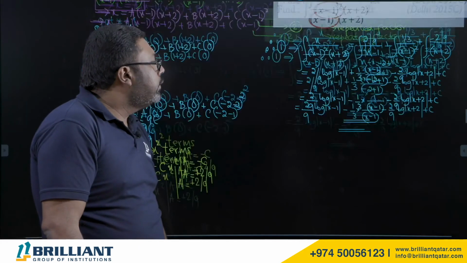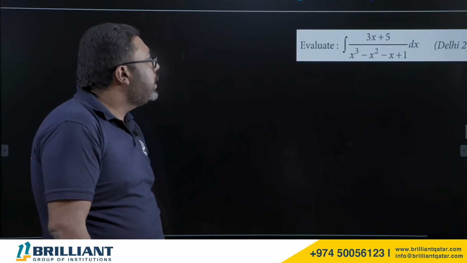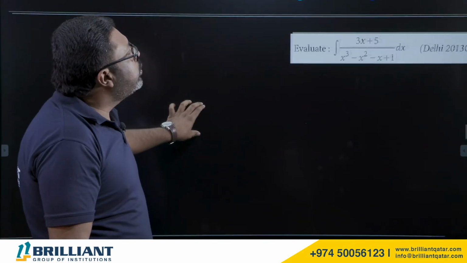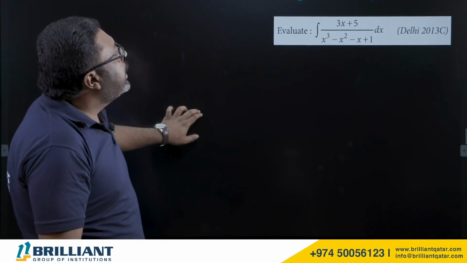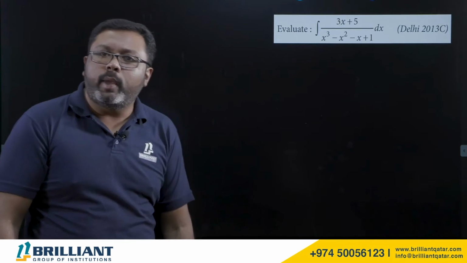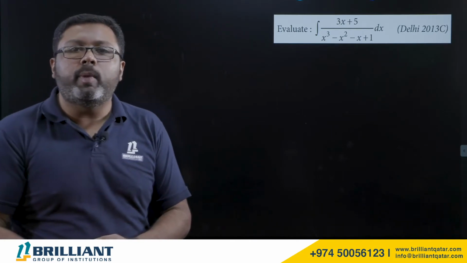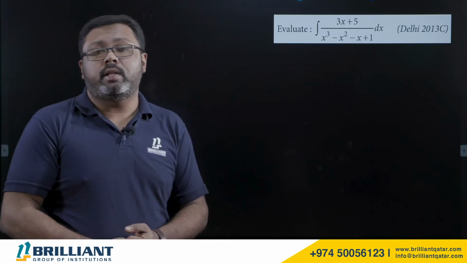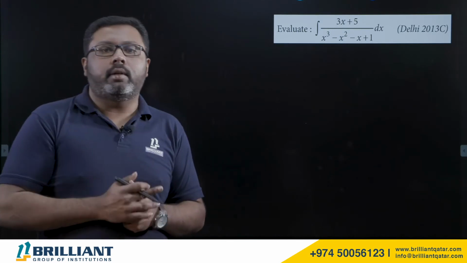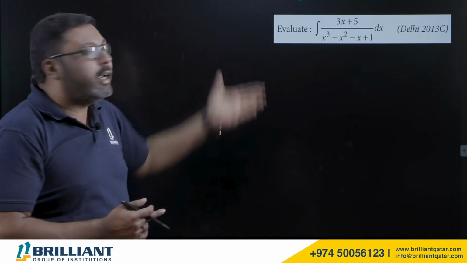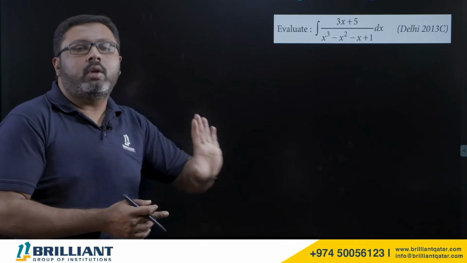Okay, fine. Let's go for the next question. Now this is one form where you can see that the denominator is a polynomial, numerator is also a polynomial, but it is not in the factorized form. So I'll not be solving the entire thing. I'll be showing you how to factorize it.